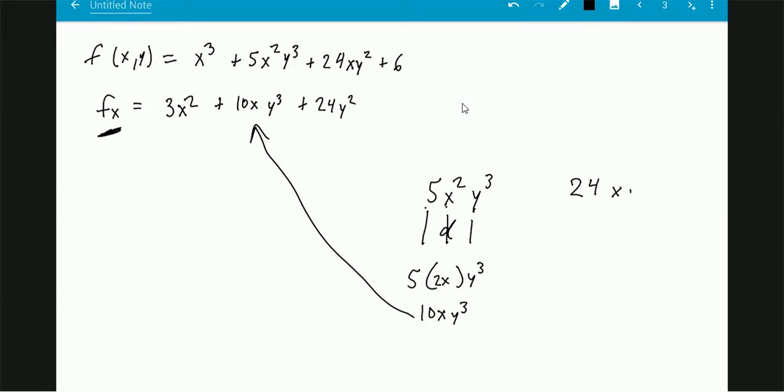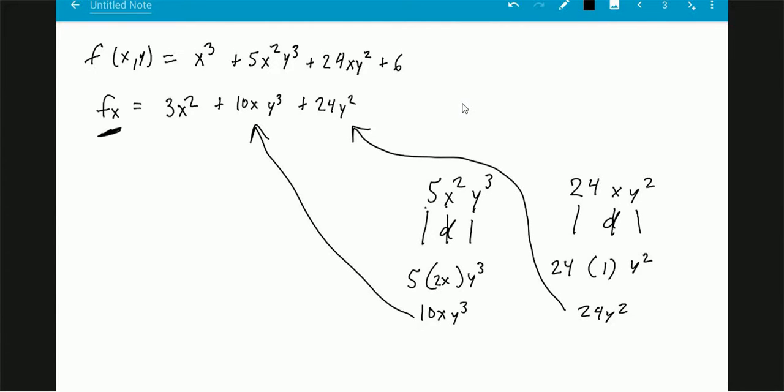24x y squared. Same thing. Draw some lines under each factor there. 24 would come down. X is our variable. That's what I want to do the derivative of. I know the derivative of x is 1. And then y squared can come down. So if I multiply that out, I've got 24 y squared. There we go. Same thing. You'll see me do this in class because, you know, again, in my opinion, it's a lot simpler to think about it this way. All right, let me go ahead and put that answer in.